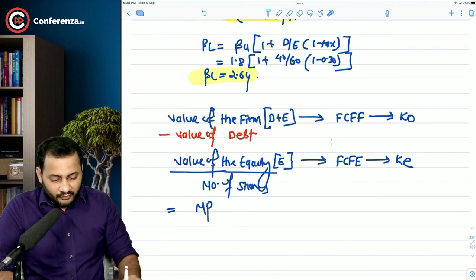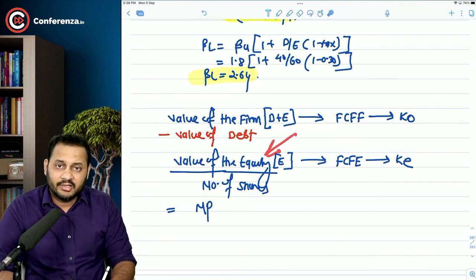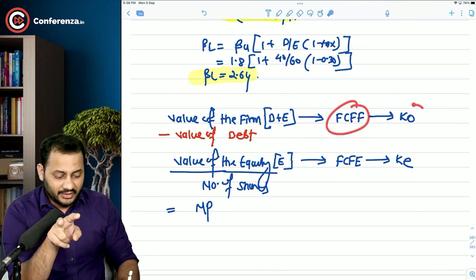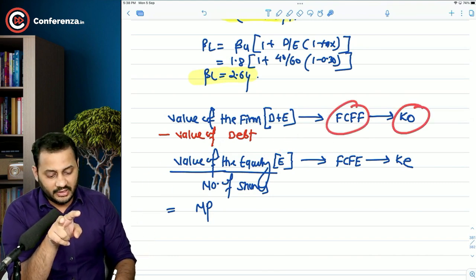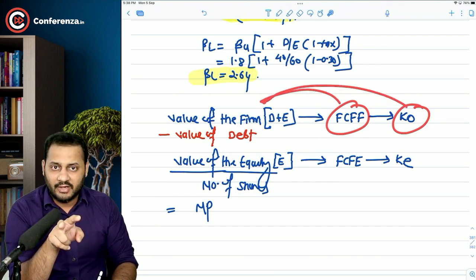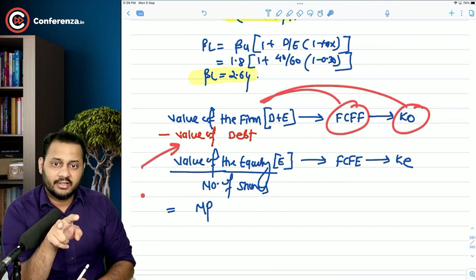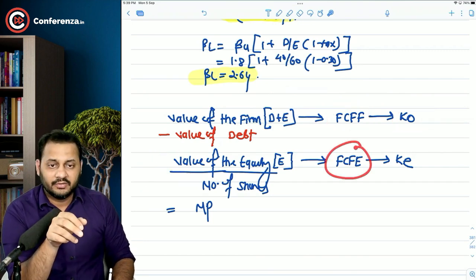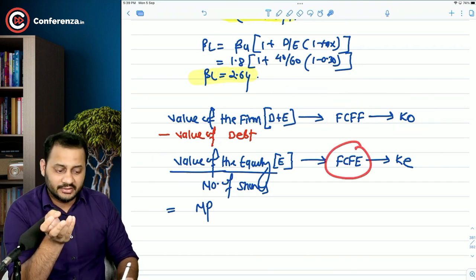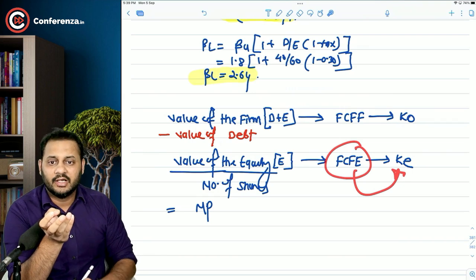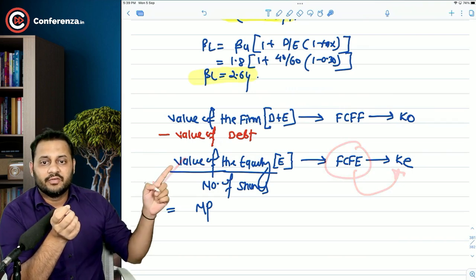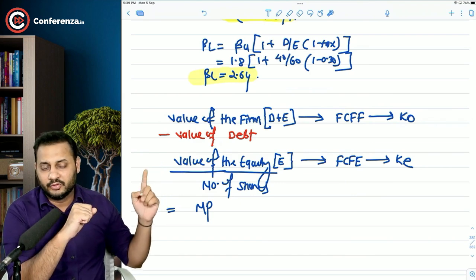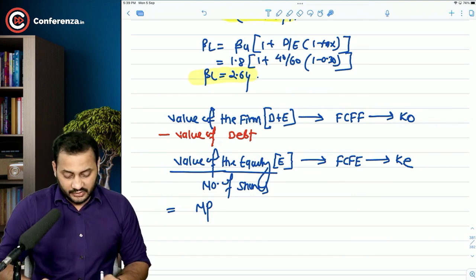See, this value of equity can be calculated in two ways. First, you can take FCFF, discount all the cash flows with the overall cost of capital, and then calculate the value of the firm, deduct value of the debt, and then value of equity will be there. Or you can directly start with FCFE if the data is given like this, discount it with cost of equity, and you will arrive at this. So value of the equity has two different ways to calculate. Okay, understood? So this is what we are going to do.